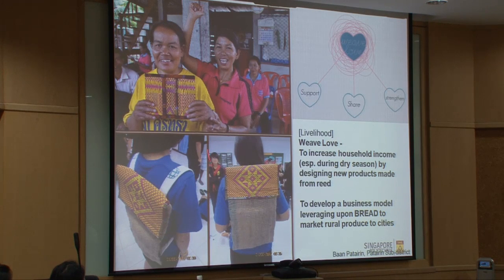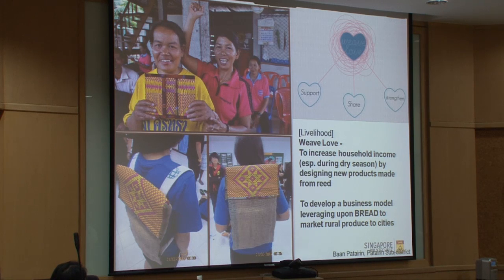This is interesting. The villagers were weaving reed mats, and they asked, what else can we do? We had a fashion design student with us, and he sat down and started to create passport holders and bags, and taught the villagers how to make them. The business students came up with a brand name, Weave Love. It's something households can do during the dry season, and the idea is to bring this to the market, from rural to the cities.